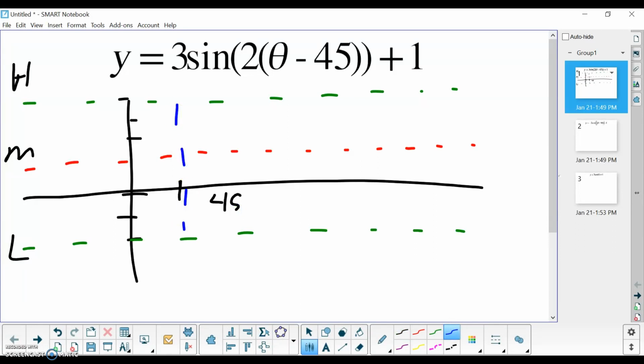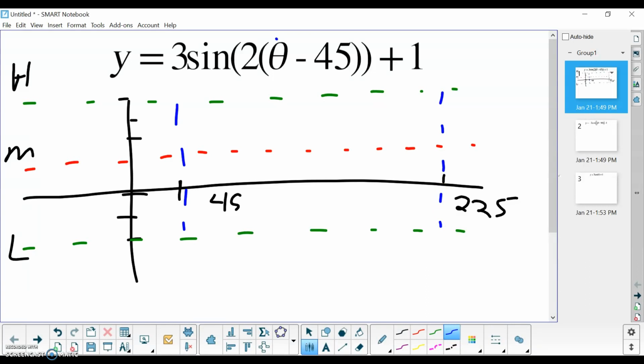And then the 2 is going to change my period. And so the period here is 180 degrees because it's twice as small as it was before. So from 45, if I travel 180 degrees, that's going to get me to 225. And so that's where my first period is going to end.